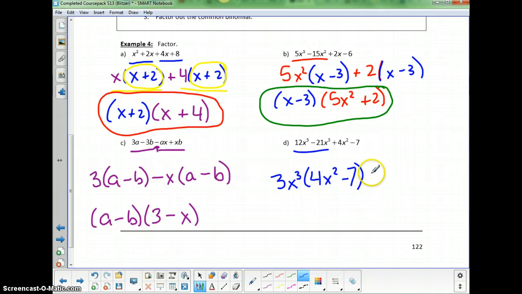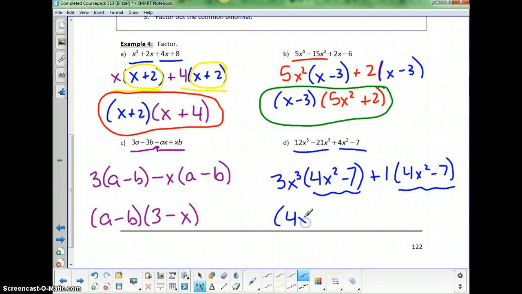Alright, in the next grouping, 4x squared minus 7 has nothing in common. I can't divide 4 and 7 by any number but 1, and they don't both have an x. The only thing I can take out of those two terms is a 1. But if I take out a 1, it's going to be 1 times 4x squared minus 7. That's enough because these parentheses are the same. So I'm going to factor that out. 4x squared minus 7. Out of the first term, we took out a 3x cubed. And in the second set of terms, we took out a 1. That's completely factored.